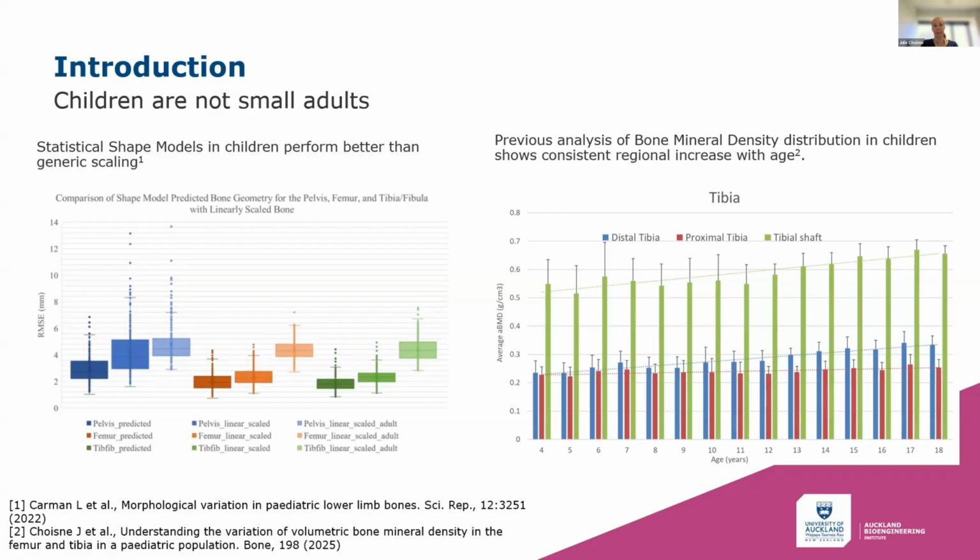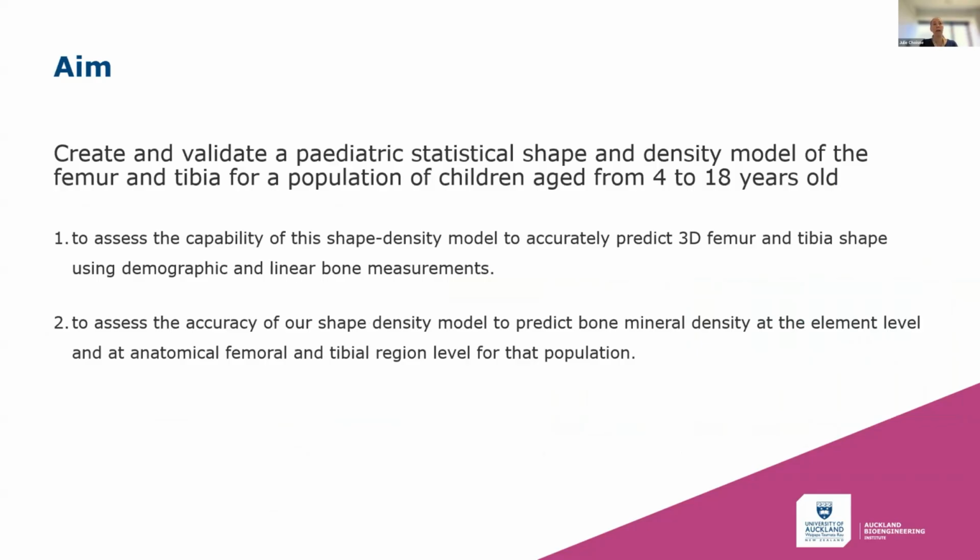it affects regional bone mineral density differently. So using that knowledge, she then decided to create and validate a pediatric statistical shape and density model of the femur and tibia for a population of children aged 4 to 18 years old. So she wanted to assess the capability of this model to accurately predict the three-dimensional shape of the femur and tibia by using only demographic and linear bone measurements, and also assess the accuracy to predict bone mineral density at the element level in the volumetric mesh and also at the regional level for that population.